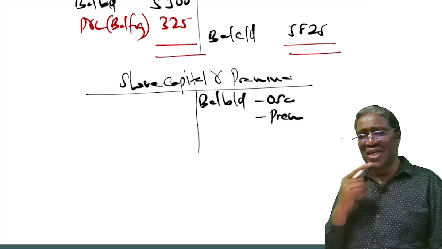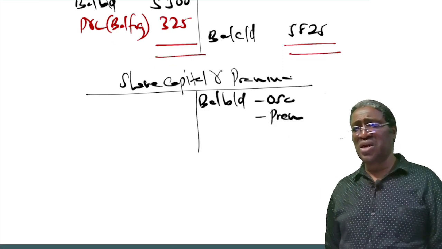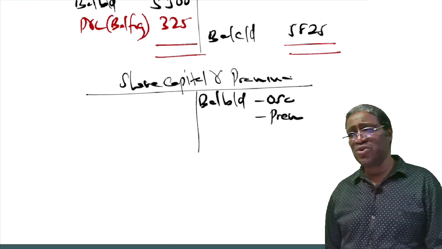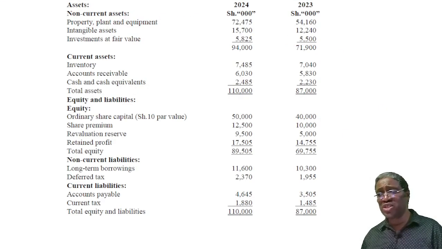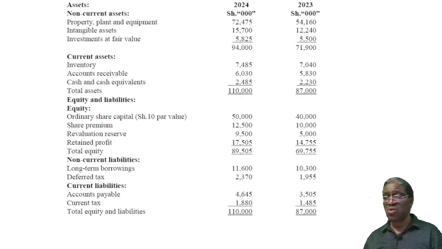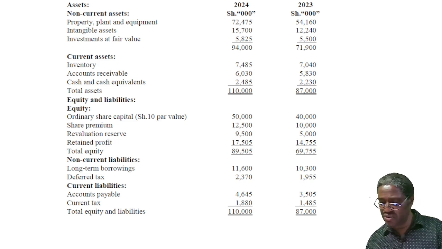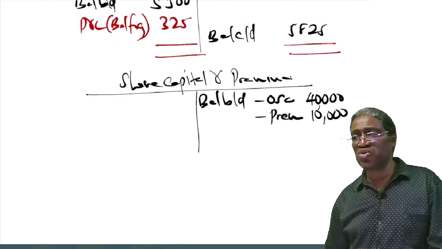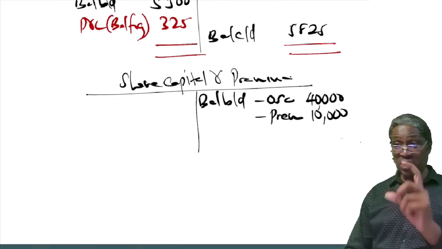So let's analyze now the share capital and premium. We go to the balance sheet and bring down the two balances. One for the ordinary, I hope you can see it there, 40,000, put it down. The other one for share premium, bring it down. That's 10,000. I've managed to bring down the two balances.